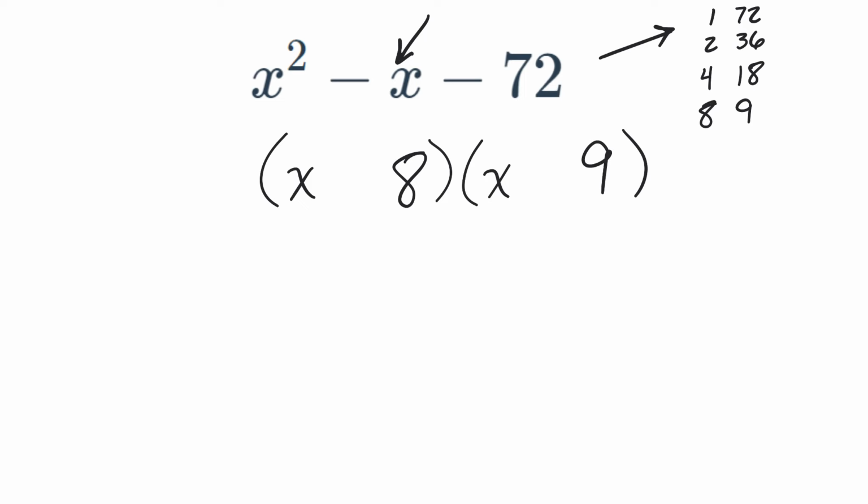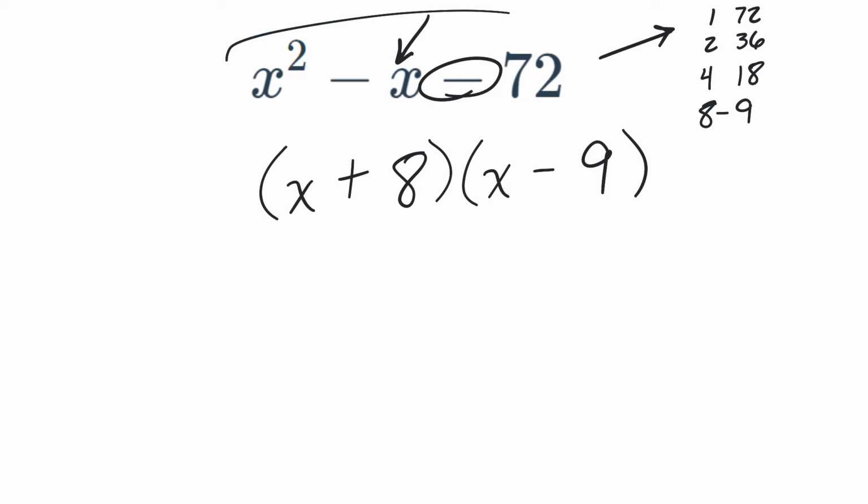We also know that one of them is going to be negative because we need this to equal a negative 72. So how do we decide which one to give it to? It depends on what the middle term is. The middle term is a negative term, so the larger of the two factors needs to be negative. So in this case, that is 8. So this is how we factor our trinomial with a leading coefficient of 1. If you're ever uncertain, you can always distribute this back out and see that it does become the original expression.